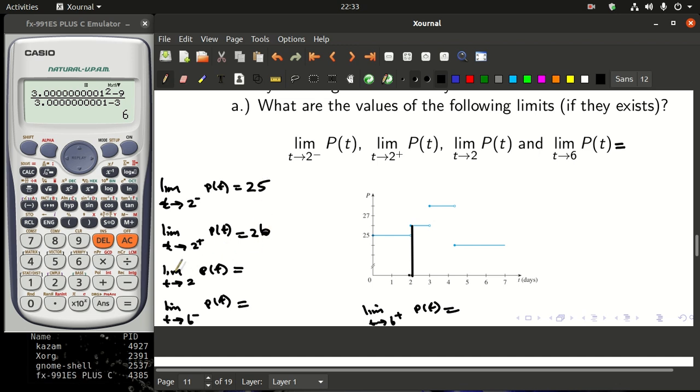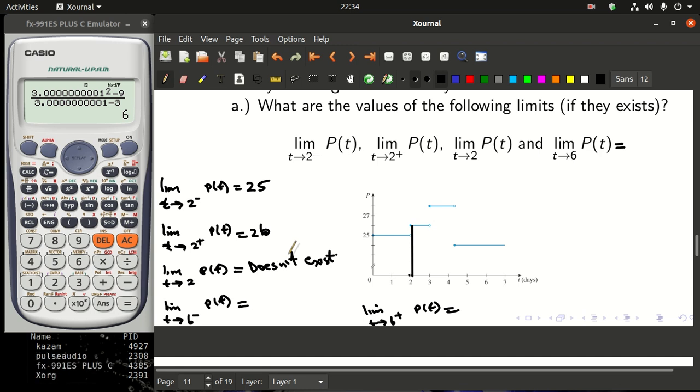So the limit as t approaches 2 of this particular function, we say that it does not exist. So this one and that one need to be equal for the limit to actually exist, because for it to exist, I need to approach 2 on both sides, on the left and on the right, but the value that I'm approaching must be the same. But because of this, we can see that actually the limit does not exist.